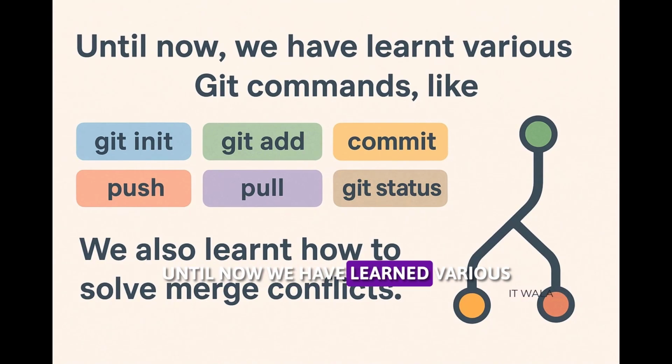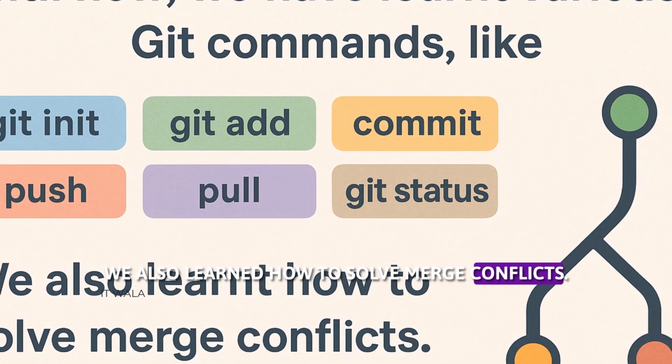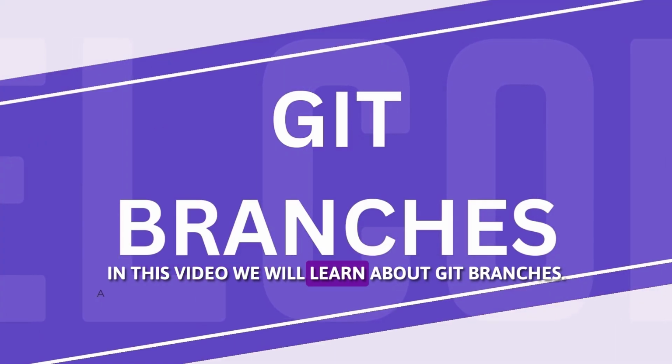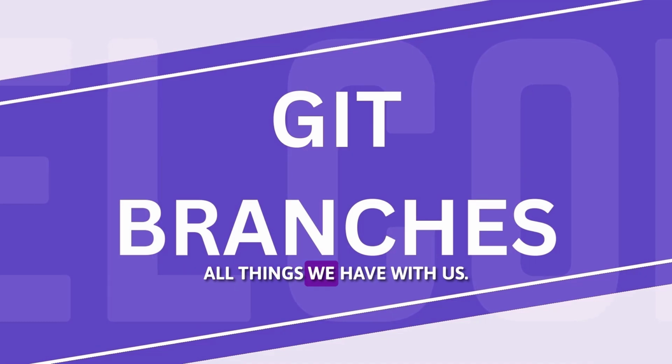Until now, we have learnt various Git commands, like git init, git add, commit, push, pull, git status, etc. We also learnt how to solve merge conflicts. In this video, we will learn about Git branches. Before that, let's see what all things we have with us.